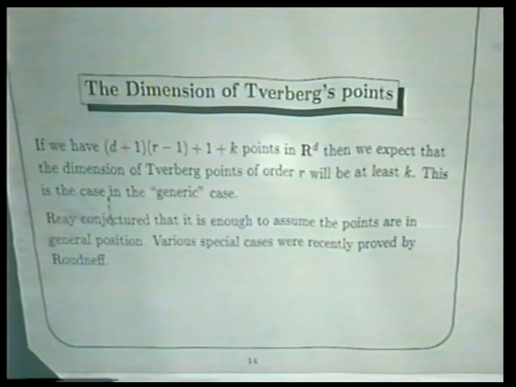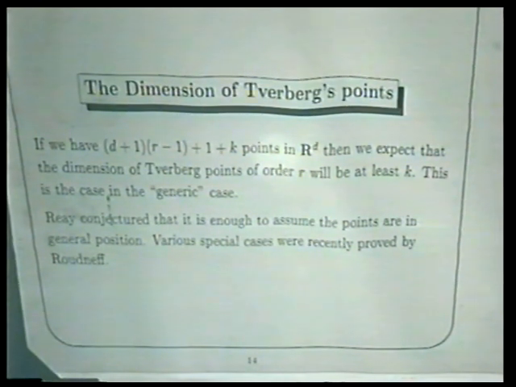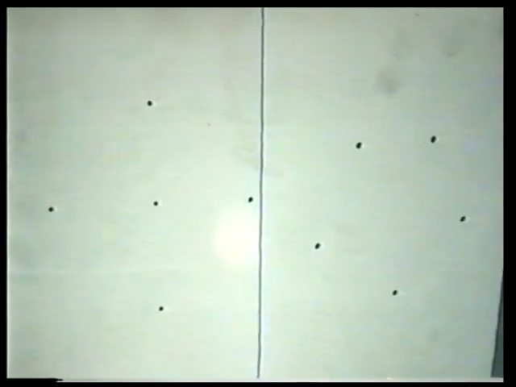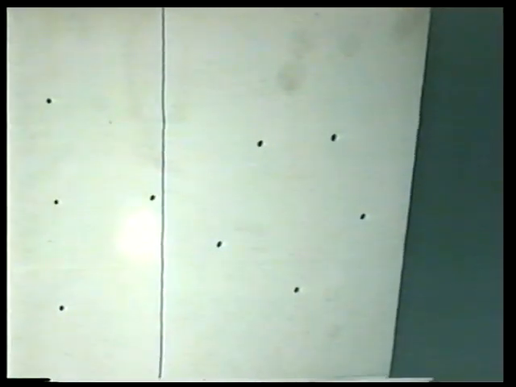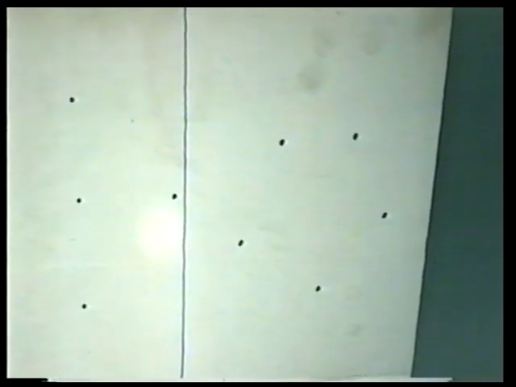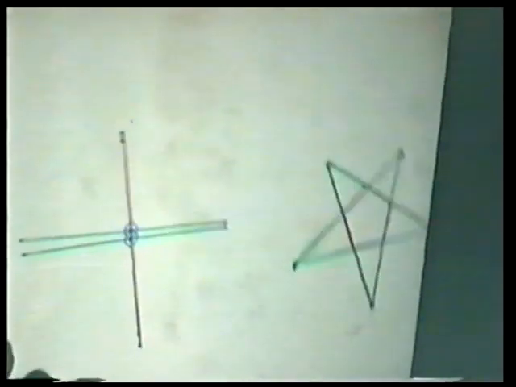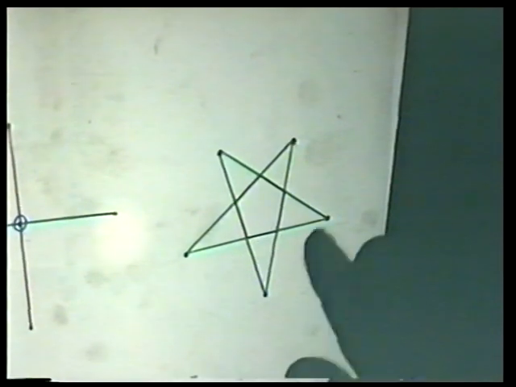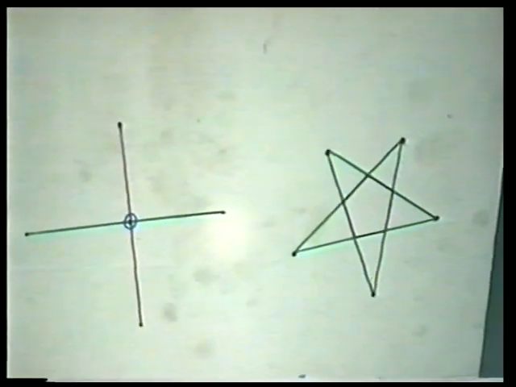The dimension of Radon points. Let me just point to you these two configurations in the plane. You see the configuration on the left-hand side and the configuration on the right-hand side, which is the vertices of the pentagon. Here the Radon points are 1-dimensional. The Radon points actually form this pentagon.